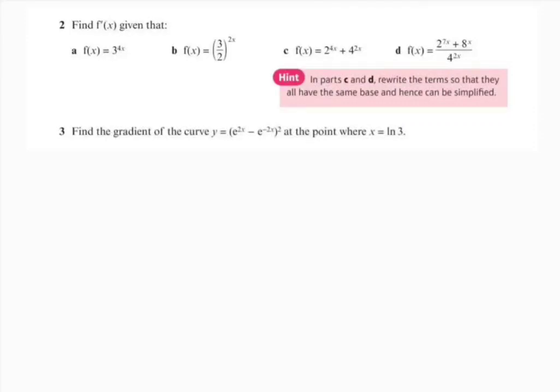This video is on exercise 9b, questions 2 and 3 of the A-level Maths Pure 2 textbook. Question 2, part A. We should differentiate this, which is f of x equals 3 to the power of 4x.